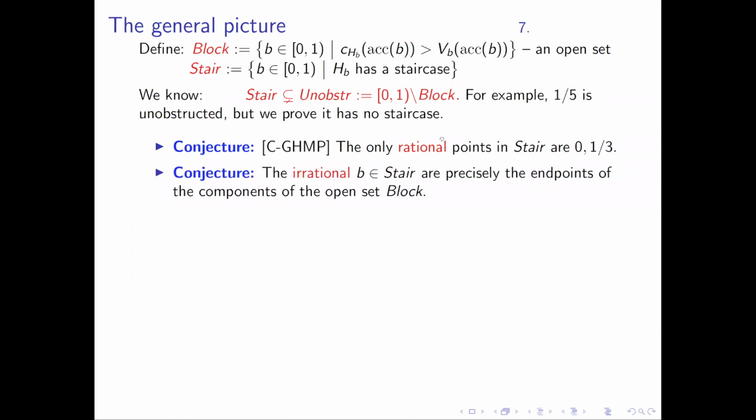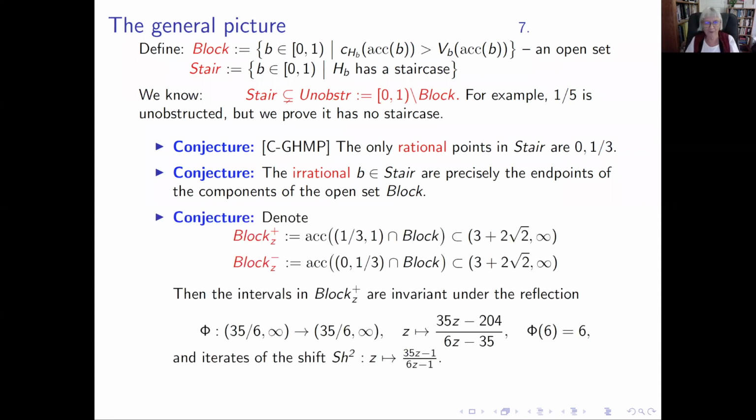Then the claim is that the irrational points in stair are precisely the endpoints of the components of the open set block. So in other words, the claim is that every staircase that we can find, if it has an irrational accumulation point, will be given by an endpoint of a blocking class. Well, we haven't proven that at all, but that's our conjecture. And then, what can we say about the structure of block?